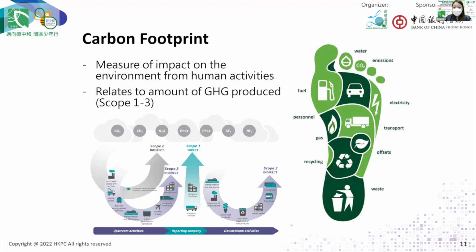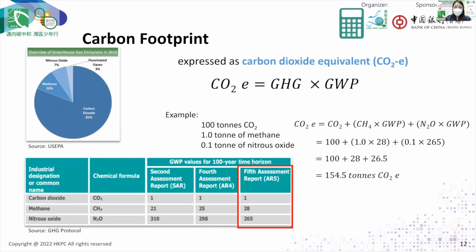So carbon footprint is usually used as an indicator of carbon emission. It measures the environmental impact of human activities, including scope 1 to scope 3. It is usually expressed as carbon dioxide equivalent. We usually say CO2e. It is a measure to compare and sum the impact from various greenhouse gases based upon their GWP. GWP refers to global warming potential.